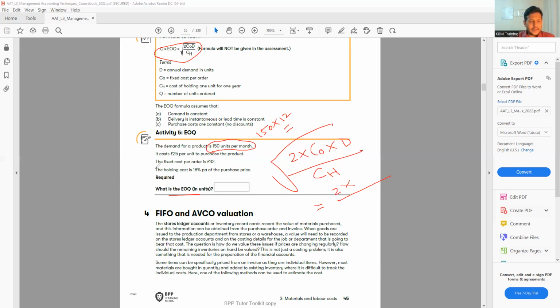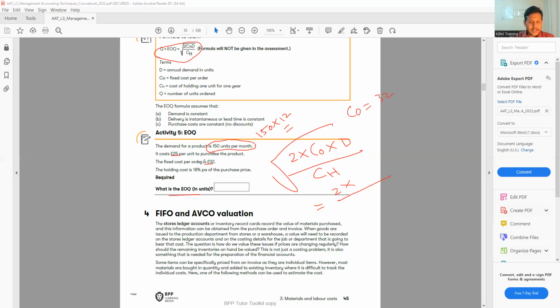Then it says it costs 25 per unit to purchase the product. So purchase cost is 25 pounds. The fixed cost per order is 32. So the ordering cost is 32. So CO is 32. Cost of ordering is 32.